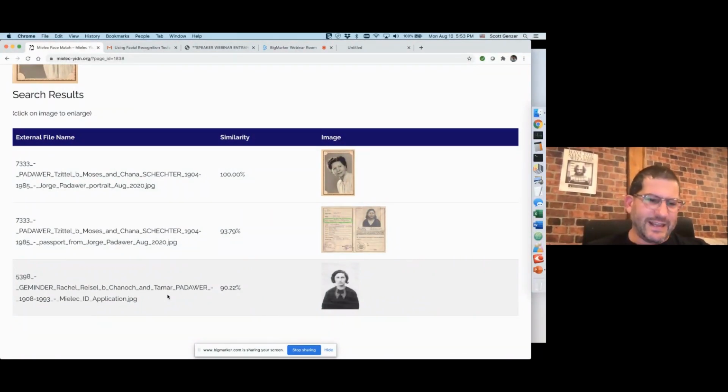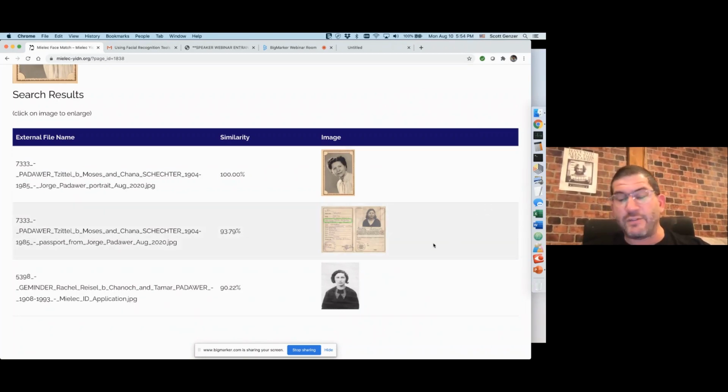It's so amazing. This is somebody he's never heard of before. But this is Reisel Geminder, daughter of Hannah and Tamar Padua, from a Mielitz ID application. And he goes, oh, we have Geminders in Buenos Aires, Tamar Padua. And all of a sudden, he still has no idea who this is, but we are both convinced that this is a cousin of some kind. And he is now running around to every archive in Buenos Aires, connecting these dots. But what I have done is helped him move to a whole new branch of the family tree he never knew existed, just like DNA. I think that's pretty neat.